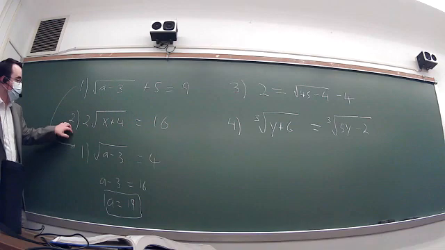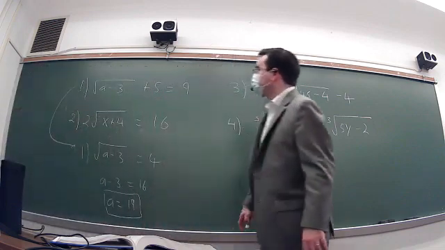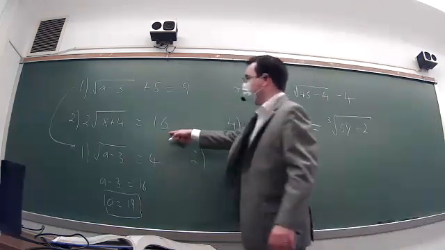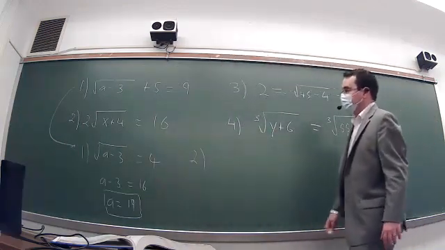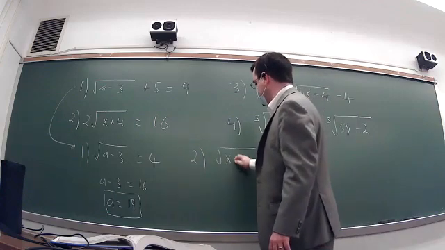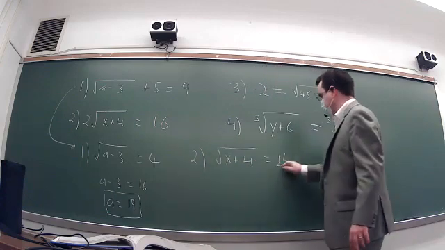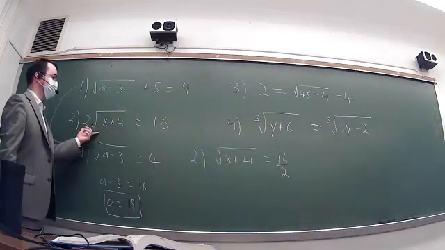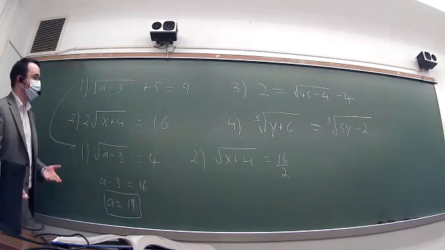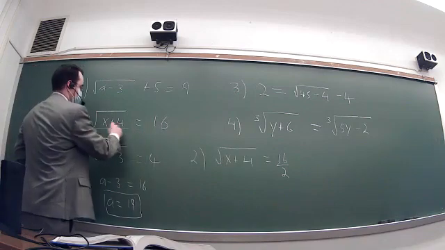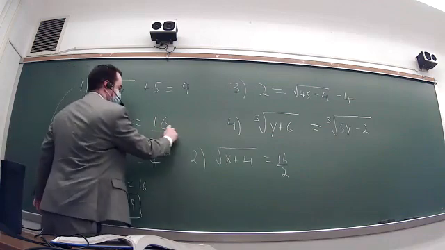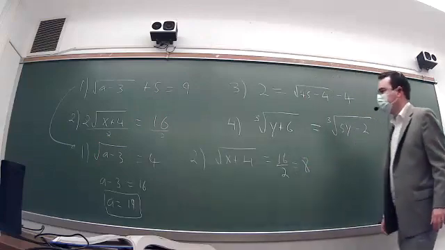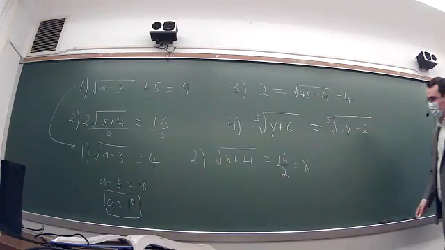Okay, and so for the second one, similar thing, how do we get square root of x plus 4 by itself? This time maybe let's divide by 2. Dividing both sides by 2, the square root of x plus 4 is equal to 16 over 2. Of course, if two things are equal to each other, I can always do something to both sides of the equation and those two things will stay equal. Dividing by 2, 16 over 2 equals 8. So square root of x plus 4 is equal to 8.